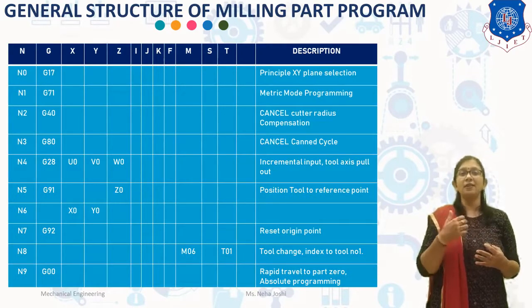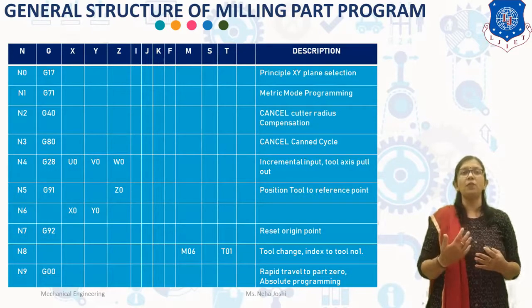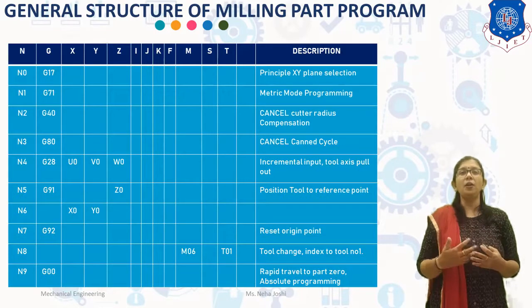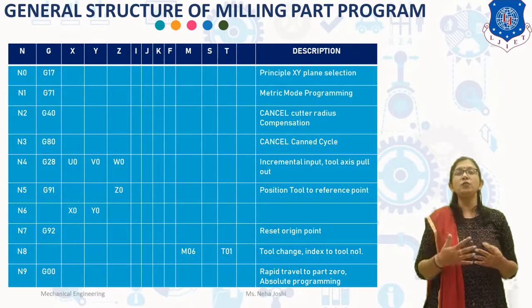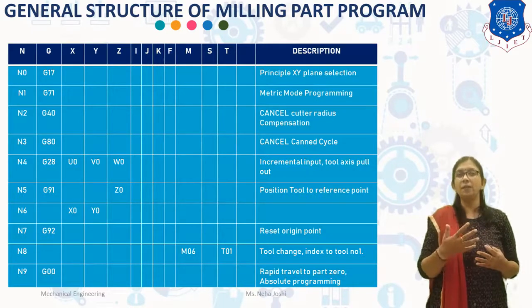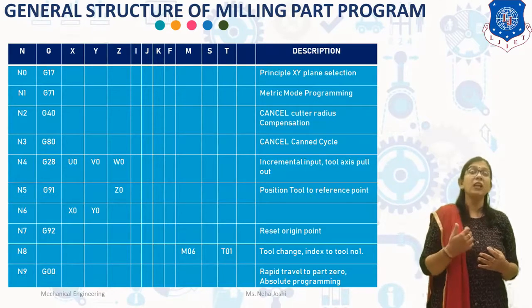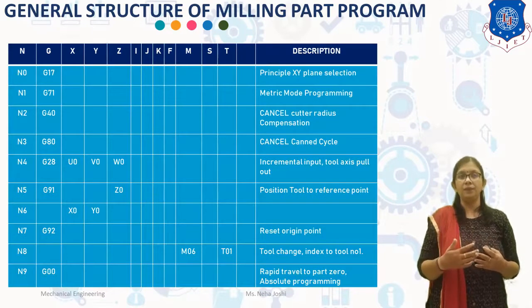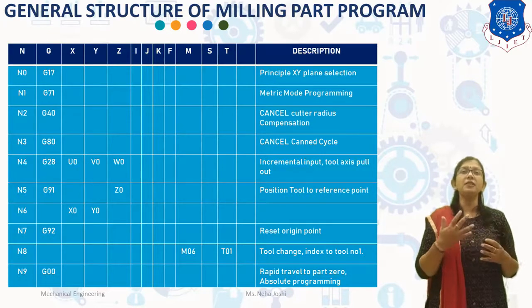The next sequence in the table is N1, and G71 is used for metric mode programming. If your part drawing is in mm, then you have to use G71. After that, the next sequence number is N2, and G40 code is used for the cancellation of cutter radius compensation, which we have discussed in the previous session. Now, the next sequence is N3, and the preparatory function is G80, which is used for the cancellation of the canned cycle, which is a repetitive cycle.